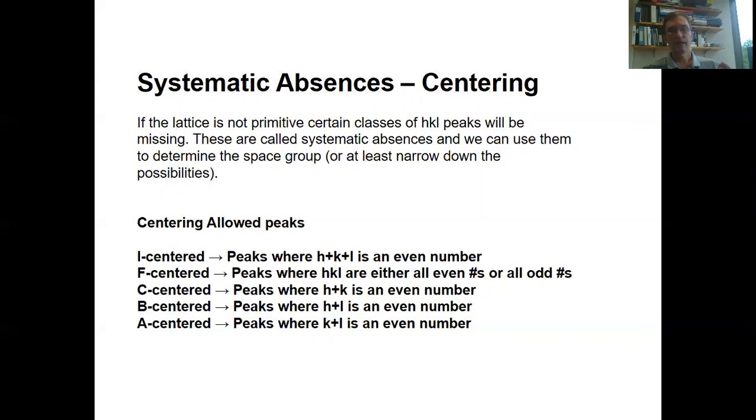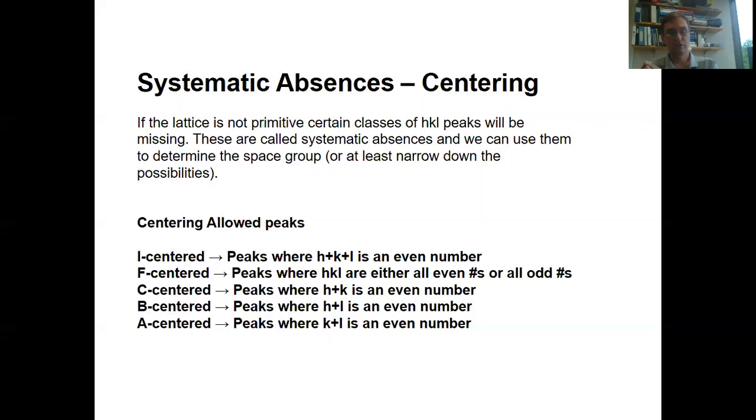So what does systematic absence mean? Systematic absence means that under certain circumstances, not all possible reflection planes can be observed in an X-ray diffraction pattern. There can be additional destructive interferences between diffracted X-rays that make the diffracted X-ray for a particular lattice plane not observable. In particular, that can happen under two circumstances.